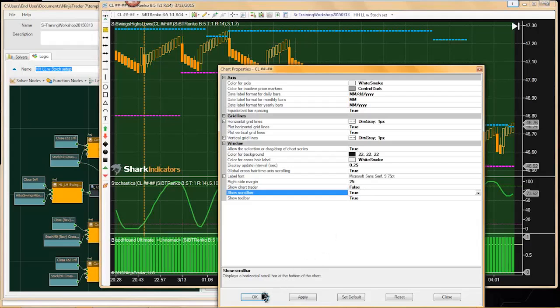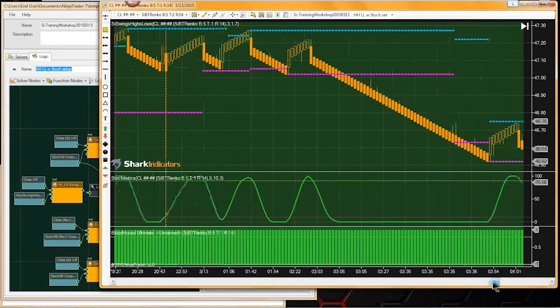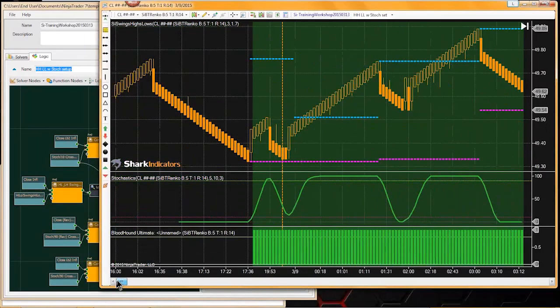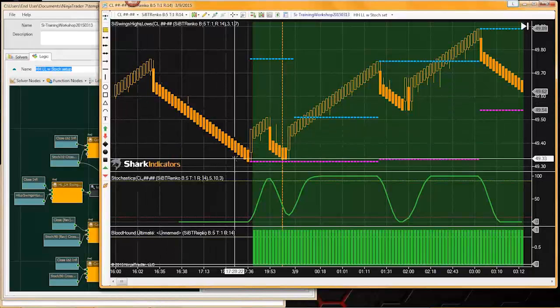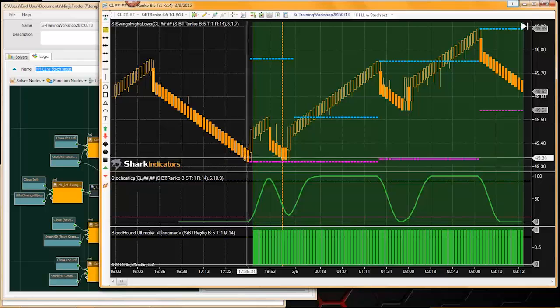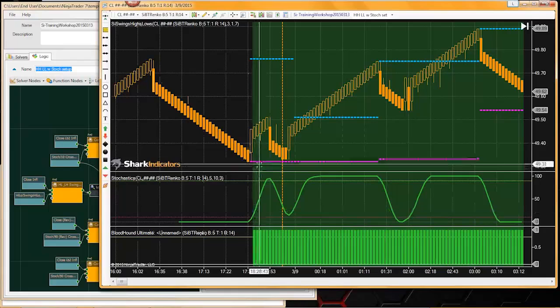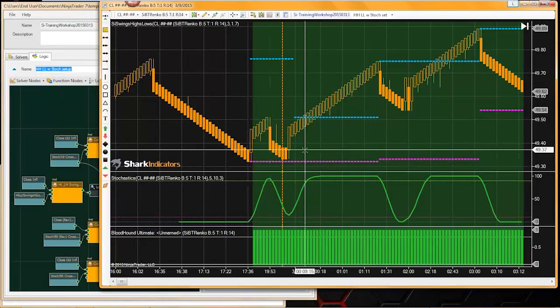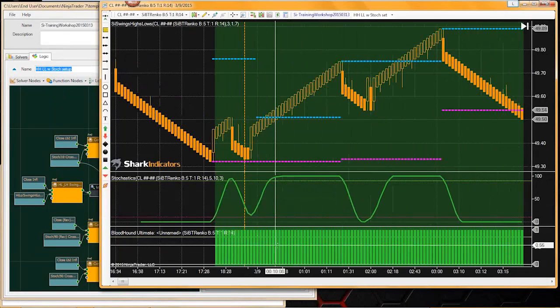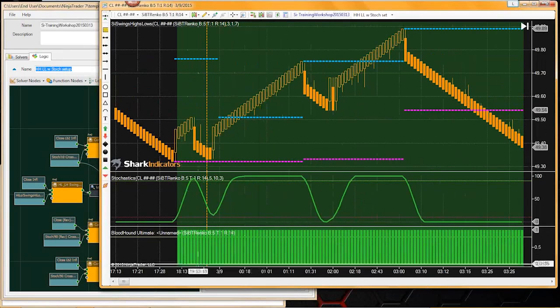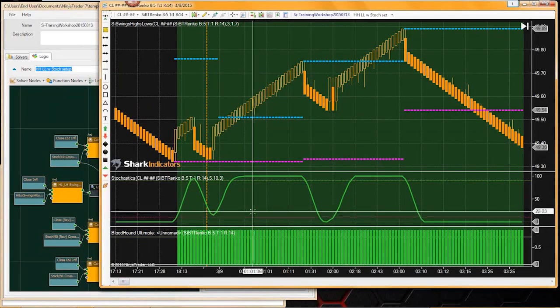Let me turn my scroll bars on. So if we scroll all the way, there we go. All the way at the beginning of the chart, we got this reversal up. Essentially this qualifies as condition 1, and it turned our toggle node on, and it just stayed on forever. So I have to figure out how to turn our toggle node off eventually.